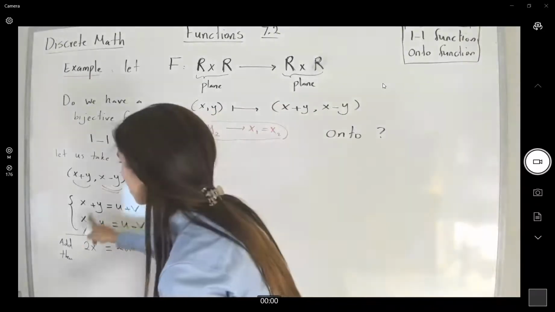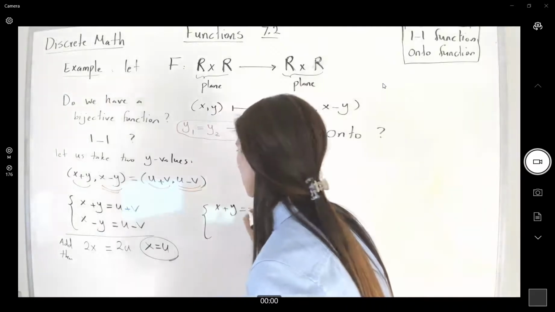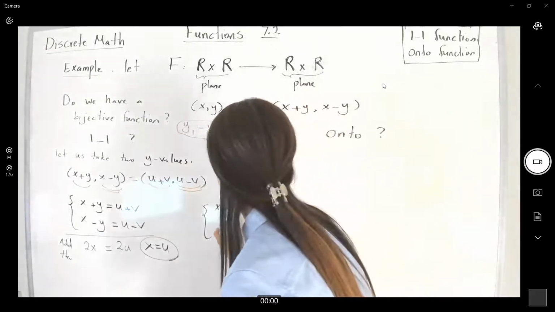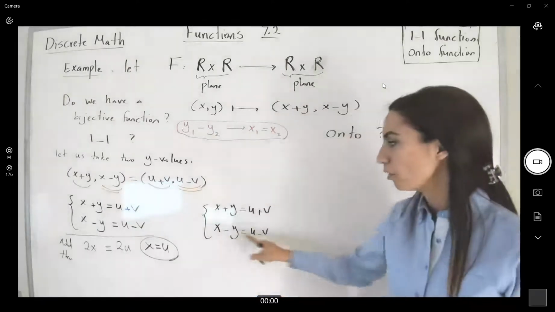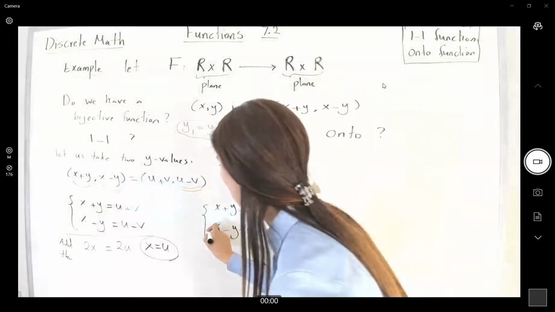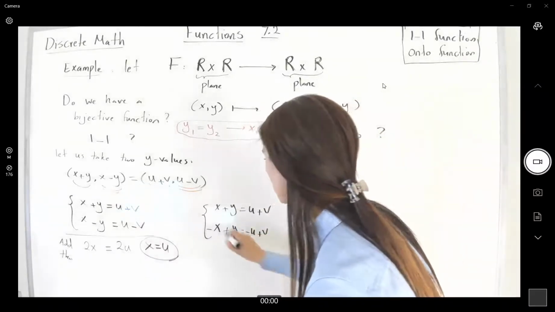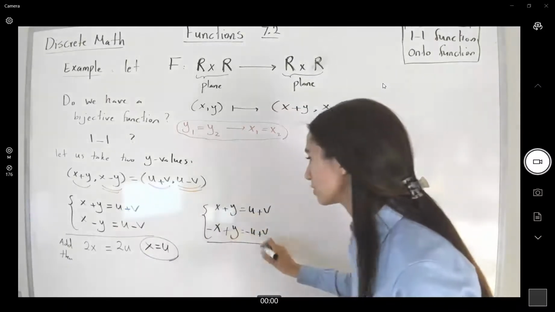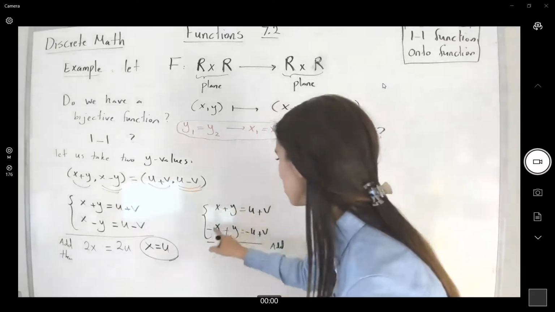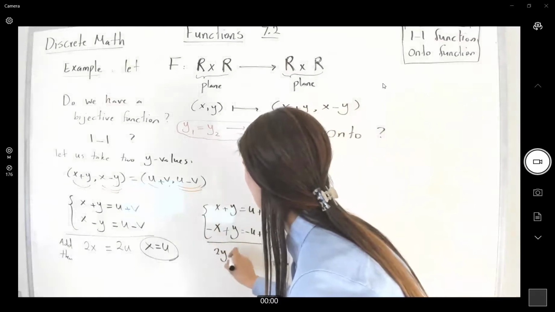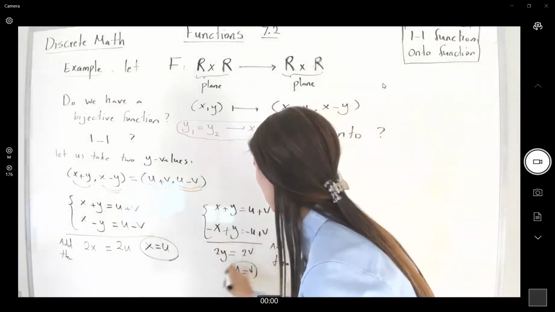Here, we have x plus y equals u plus v, and here you have x minus y equals u minus v. If I multiply the second equation by a negative sign, I get negative x plus y equals negative u plus v. So here, again, if I add these 2, what do we get? We get 2y equals 2v. Well, it says y and v are the same.